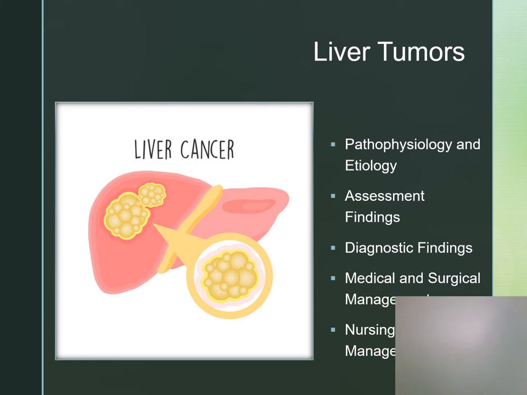These clients may be jaundiced, have right upper quadrant pain, liver enlargement, again, ascites. We diagnose with blood tests, liver scan, ultrasound, MRI or CT scan, and liver biopsy. We can treat this surgically or medically. Surgically, we may have a hepatic lobectomy, cryosurgery, or a cryoablation.